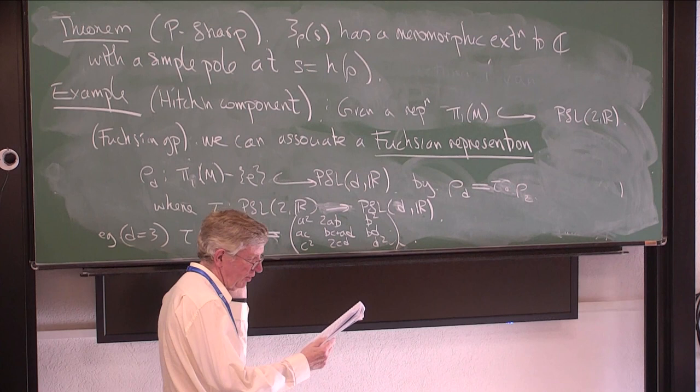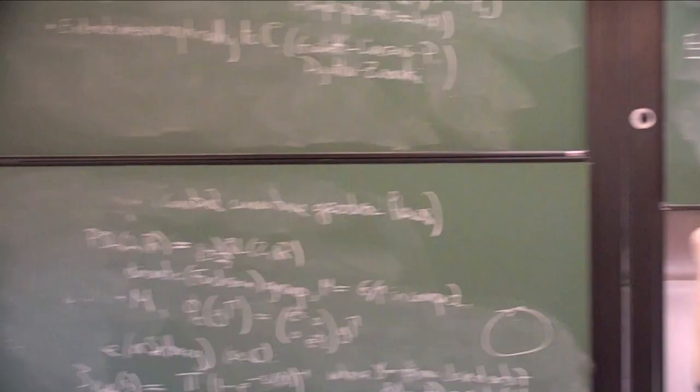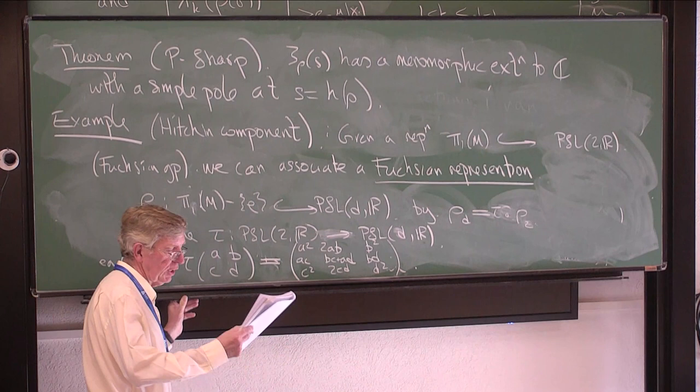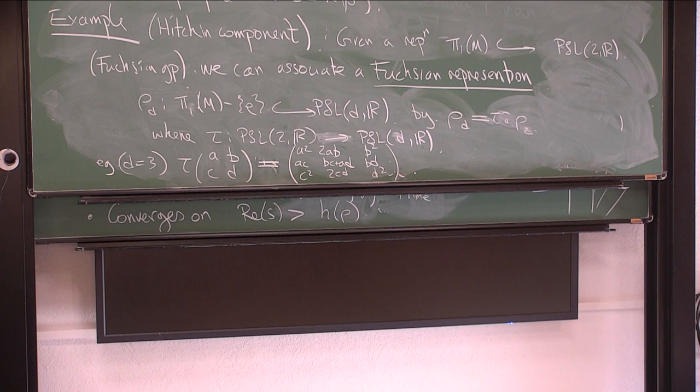So if you take your favorite Fuchsian group, just given by a representation of the fundamental group into 2x2 matrices, then you can conjure up lots of these so-called Fuchsian representations with this particular property. Isn't it just the irreducible representation of PSL2R? Yes. Okay, I'm just being explicit.